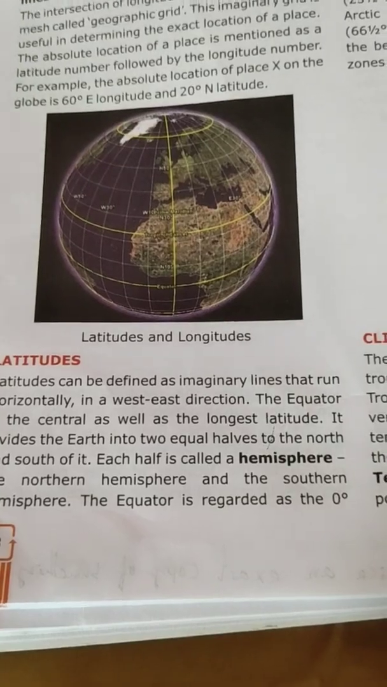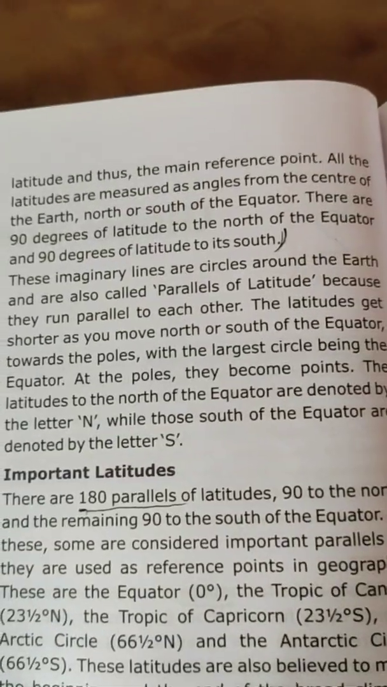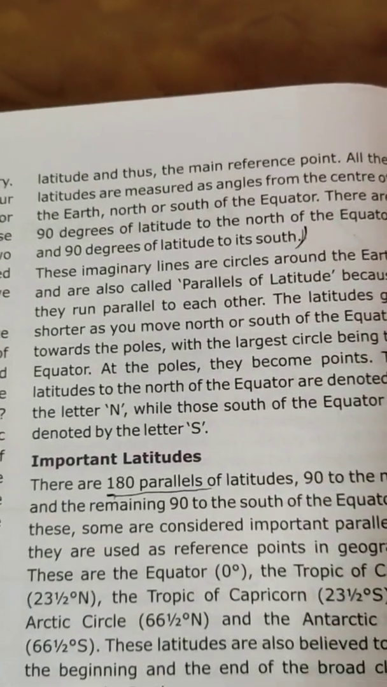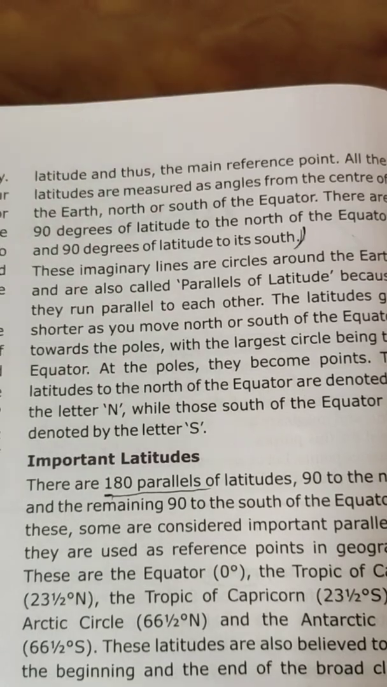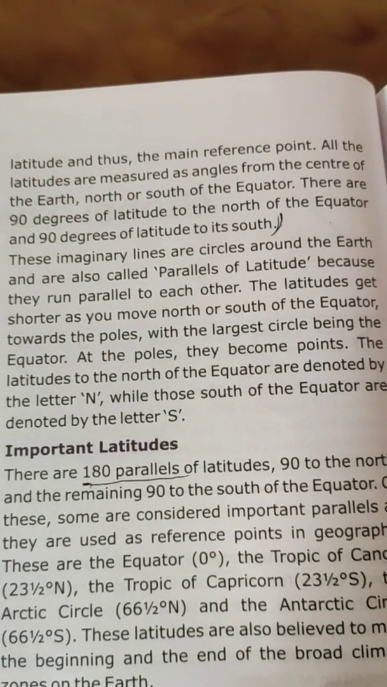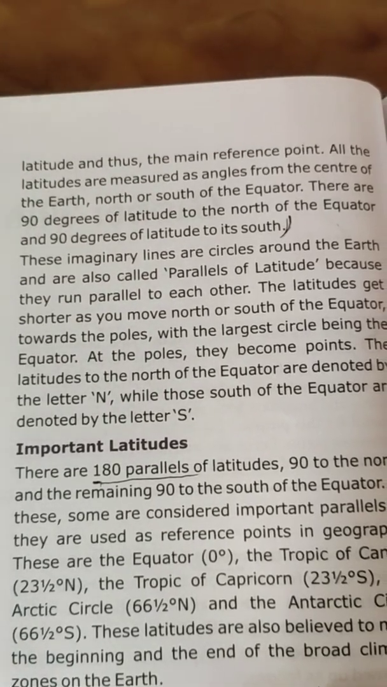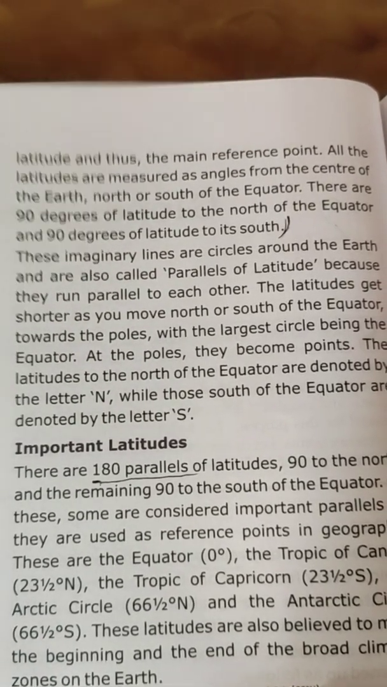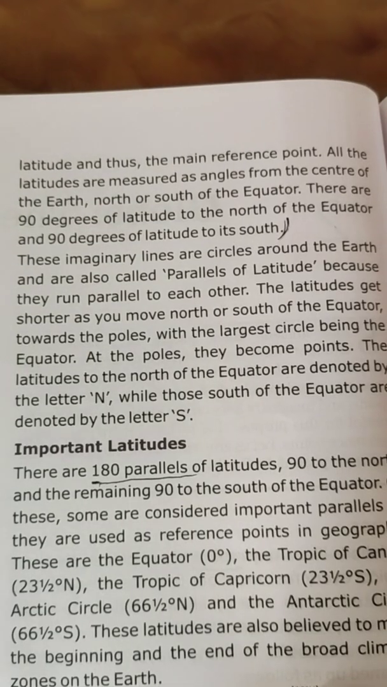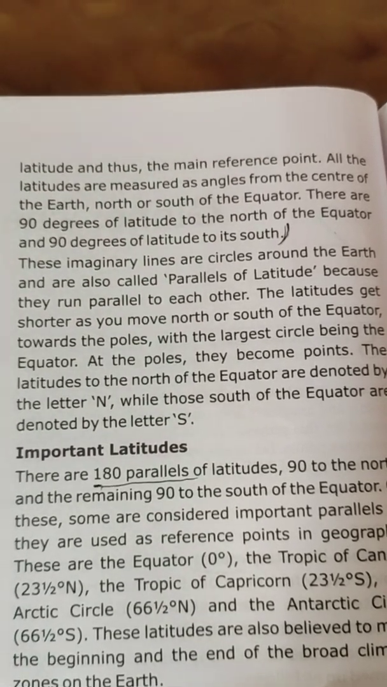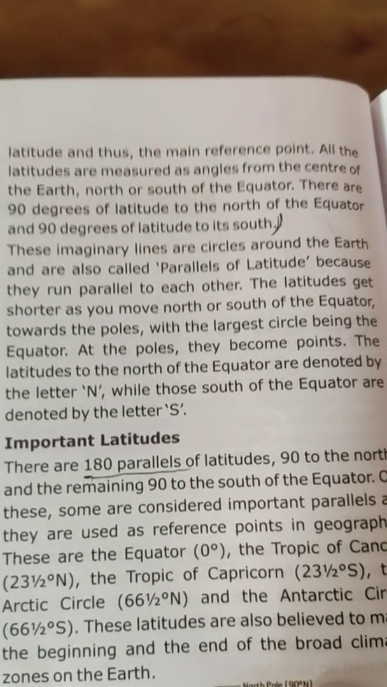The equator is regarded as the 0 degree latitude and thus the main reference point. All the latitudes are measured as angles from the center of the earth, north or south of the equator. There are 90 degrees of latitude to the north of the equator and 90 degrees of latitude to its south.